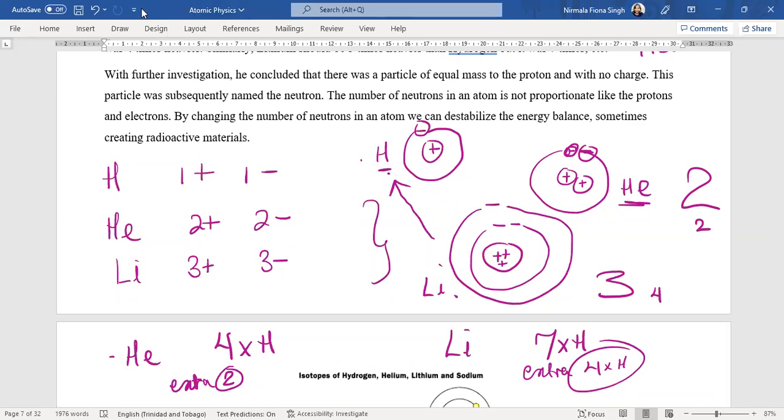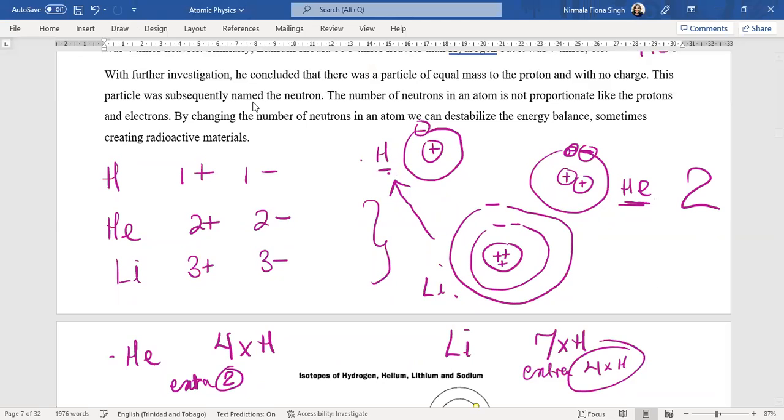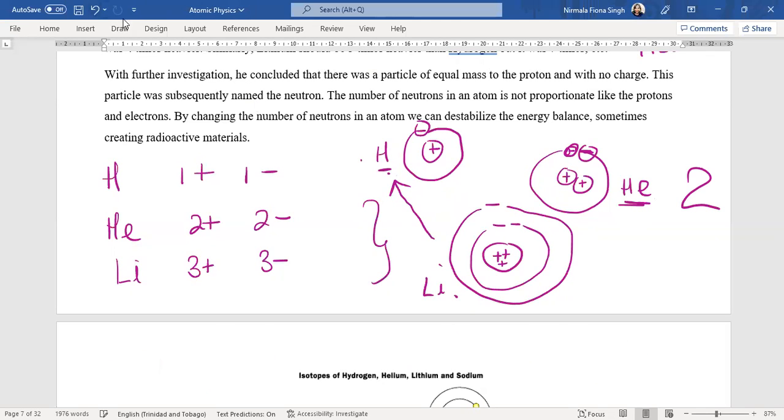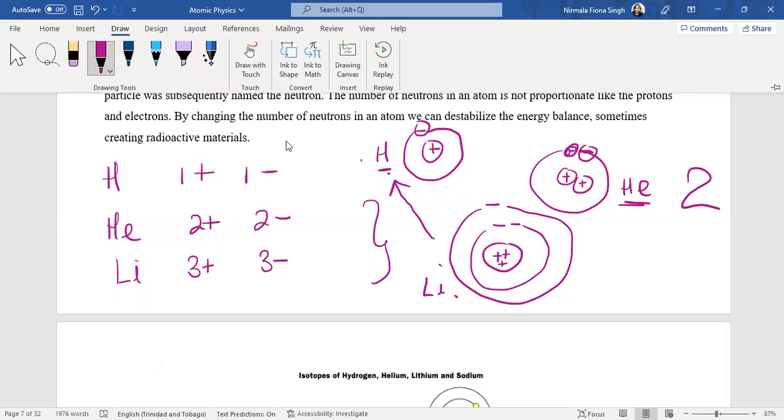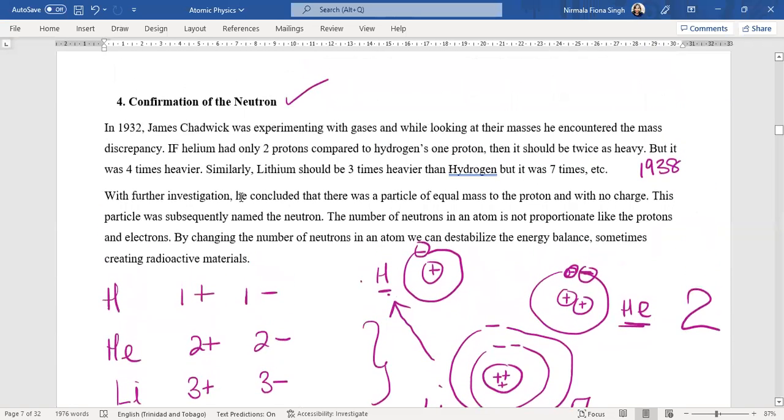Now, quite a number of scientists had discovered that there was a mass discrepancy. There's something that is throwing off the masses of these materials, as in everything was heavier than what they thought it to be, right? So it was James Chadwick who decided to take it upon himself to find out why our materials are heavier when compared to other materials. Where is this extra mass coming from? So let's read this again.